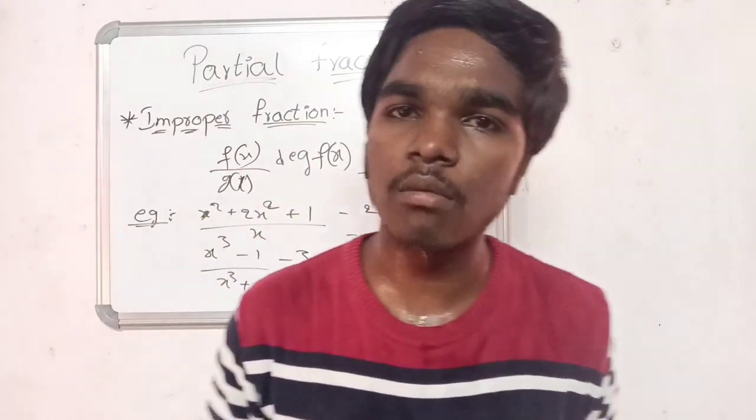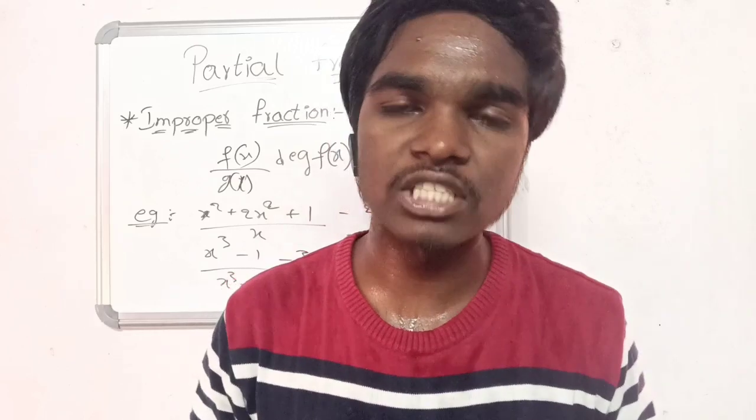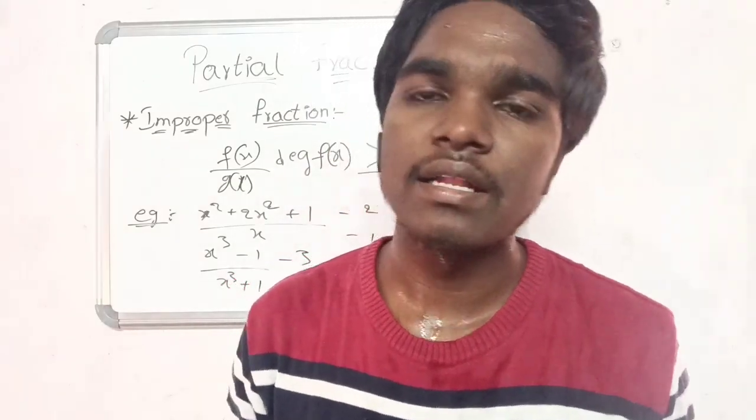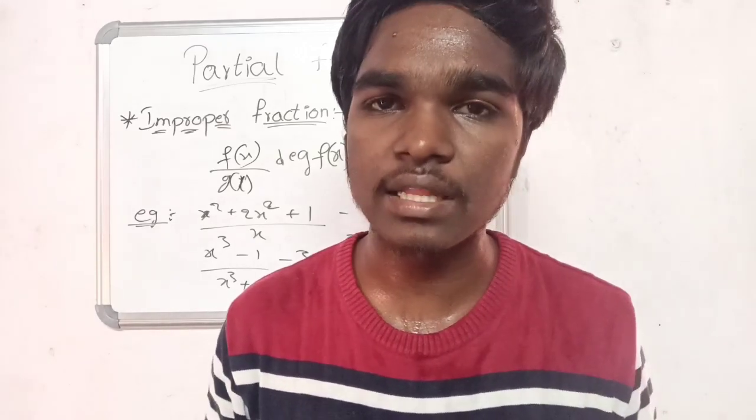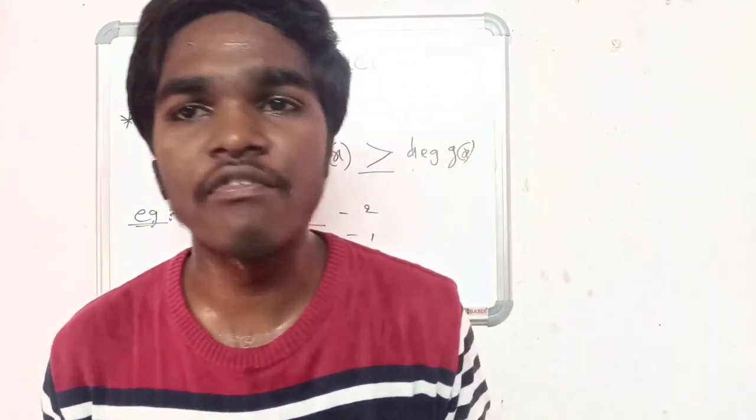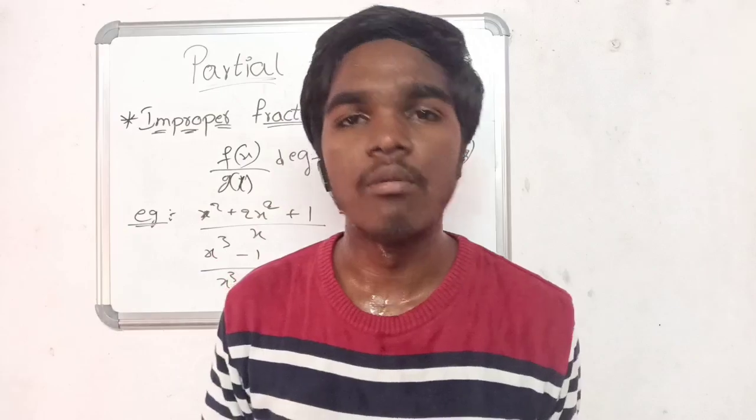Once again, let me repeat the definition of an improper fraction. In a rational fraction f of x by g of x, if the degree of f of x is greater than or equal to the degree of g of x, then it is called an improper fraction.